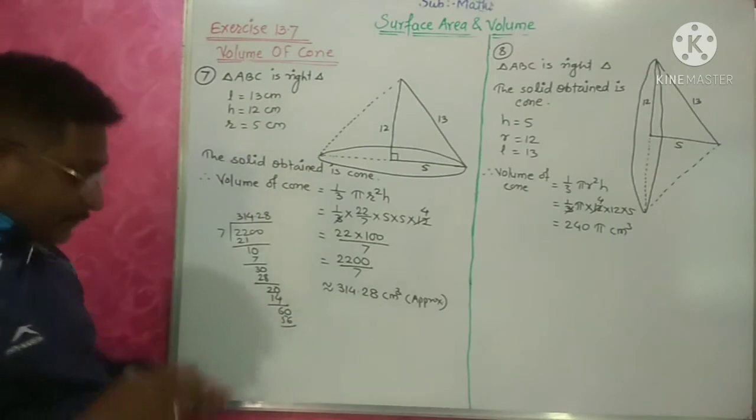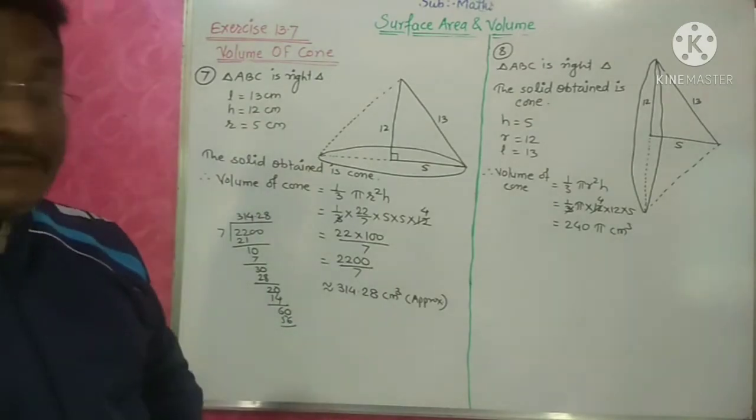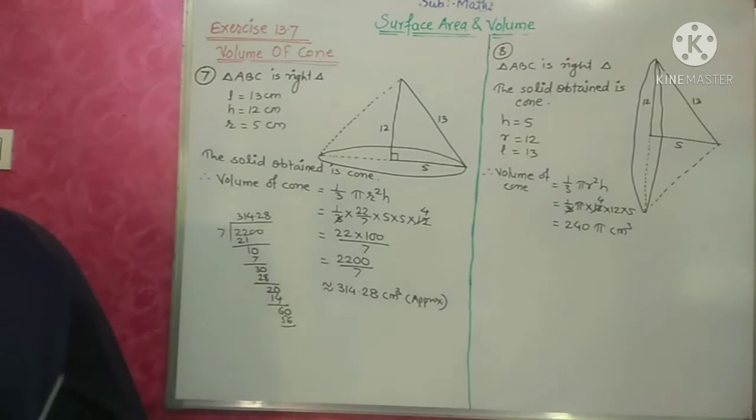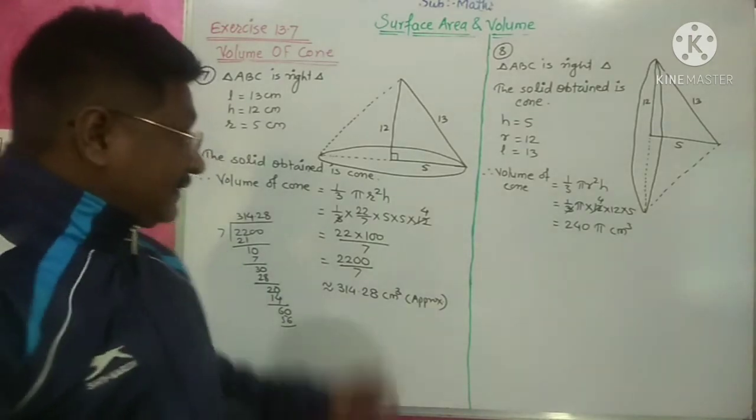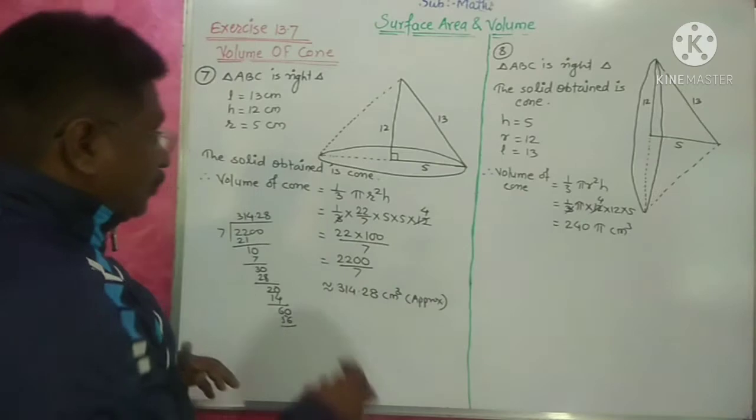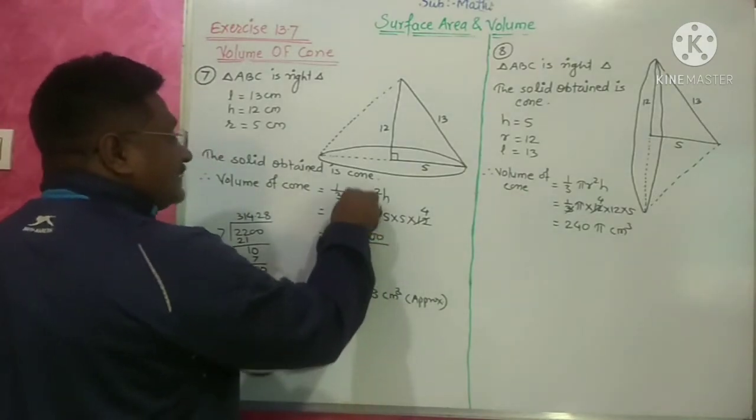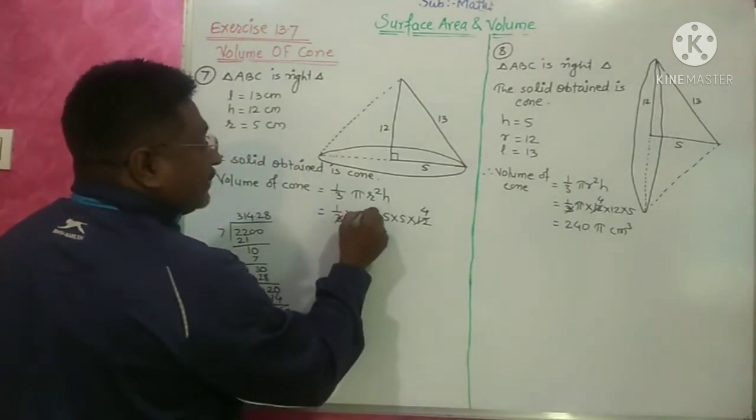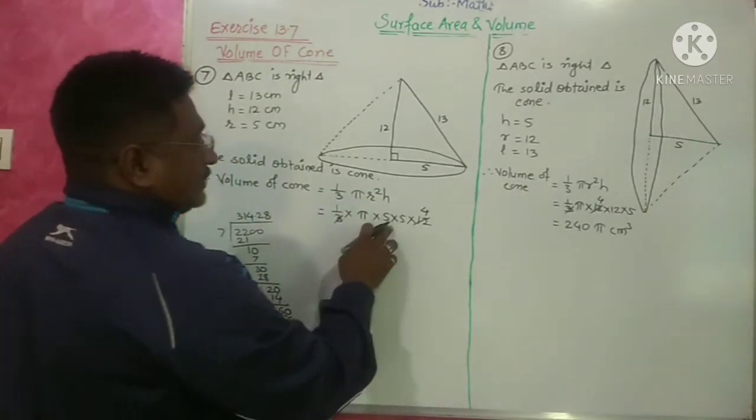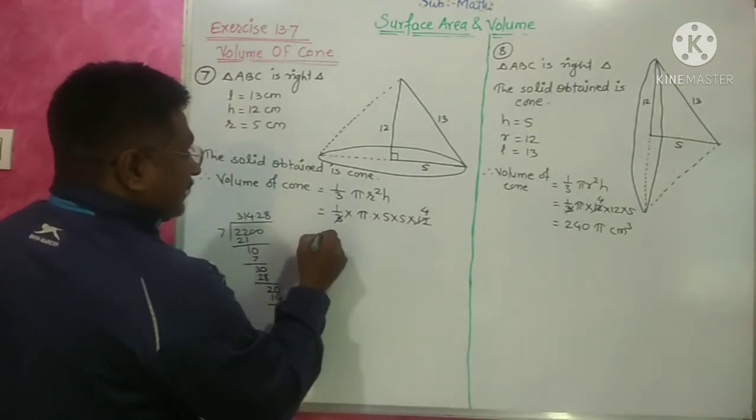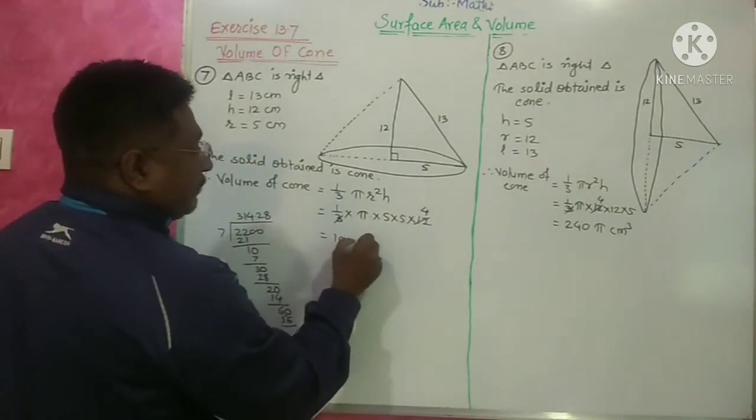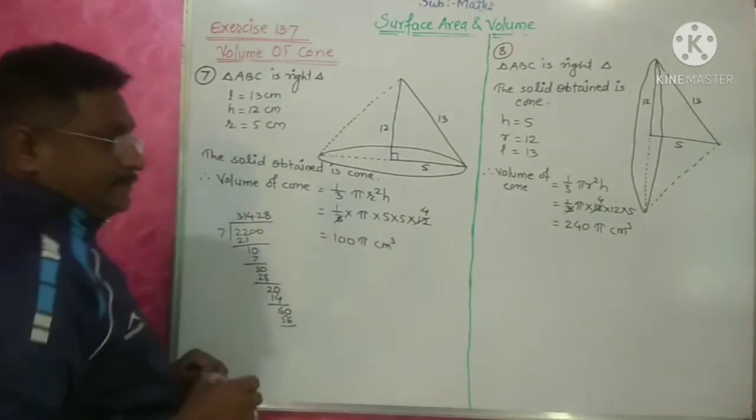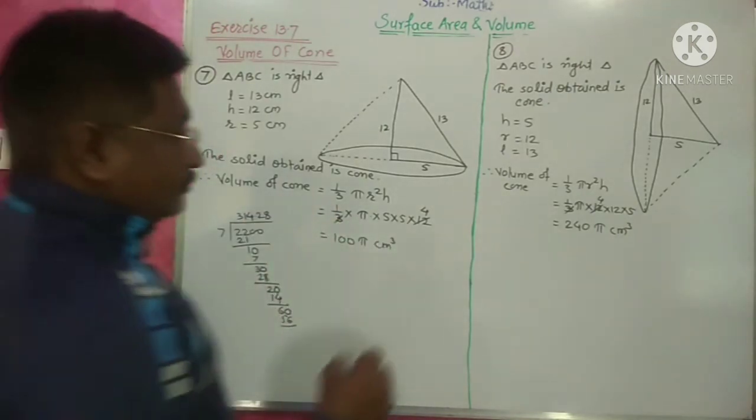Here also we will keep the pi as it is, because in the next question see what they ask. Find also the ratio of volume of two solids obtained in question 7 and question 8. They ask the ratio of this. So if we keep pi as it is, it is better. Here pi we will keep as it is. 25 4s are 100. 100 pi cubic centimeter. So now they ask the ratio.